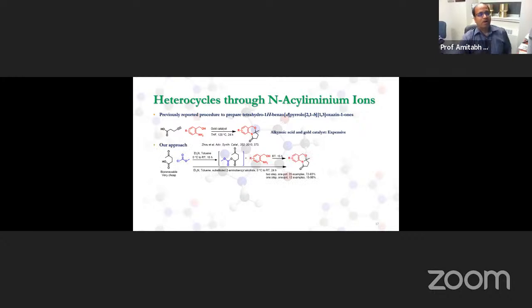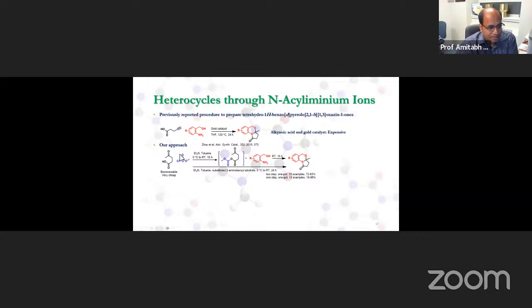So what we did is we actually replaced the alkynoic acid with levulinic acid. This keto acid, the first keto acid shown here, that's levulinic acid, and this can be obtained from sugar. So it is actually quite cheap and biorenewable.